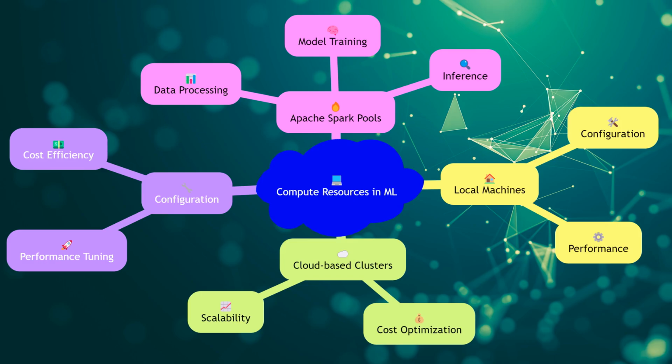In the realm of machine learning, compute resources are the backbone that powers data processing, model training, and inference. These resources can range from local machines to powerful cloud based clusters. Understanding how to configure these resources effectively is crucial for optimizing performance, cost, and scalability. This presentation will delve into the specifics of configuring attached compute resources, with a particular focus on Apache Spark pools, within the context of designing and preparing a machine learning solution.